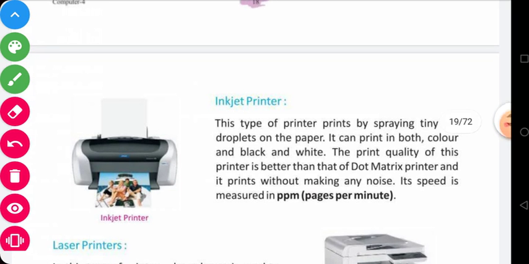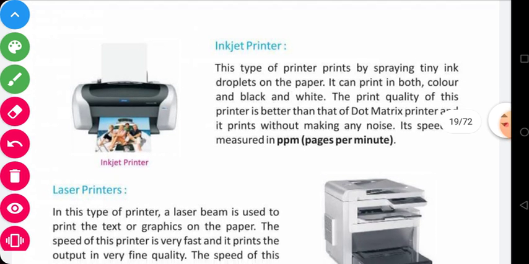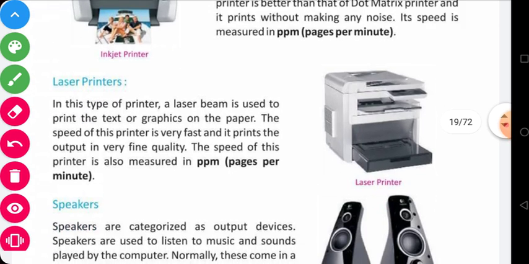An inkjet printer prints by spraying tiny ink droplets on the paper. It can print in both color and black and white. The print quality of this printer is better than the dot matrix printer, and it prints without making any noise. Its speed is measured in ppm, that is pages per minute. As we know, the quality of printing of an inkjet printer is very good as compared to other printers. Also it produces less noise and the speed is measured in ppm.